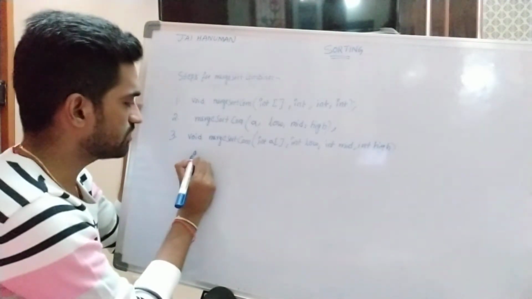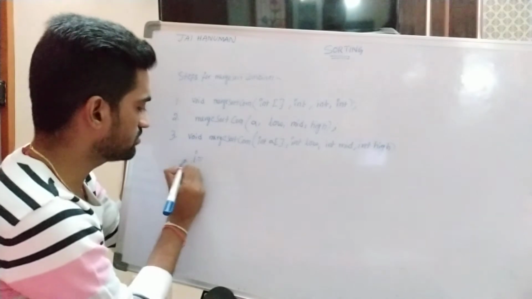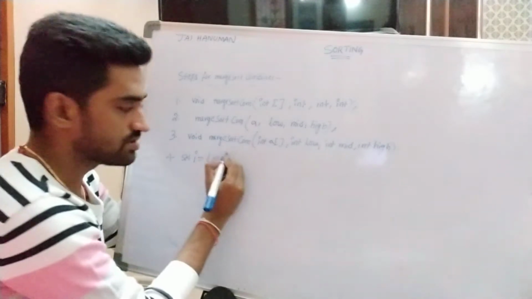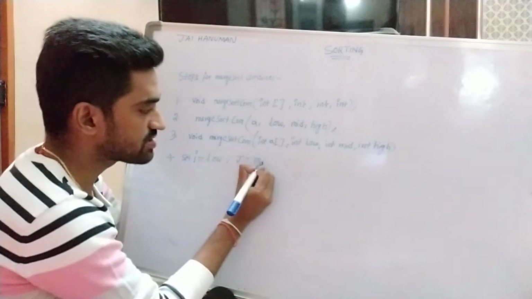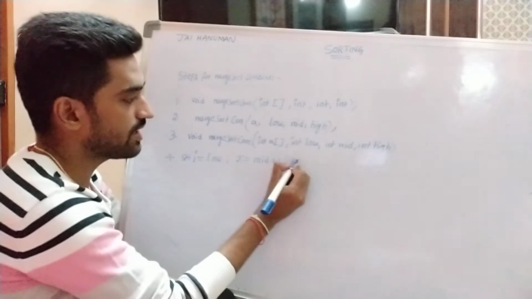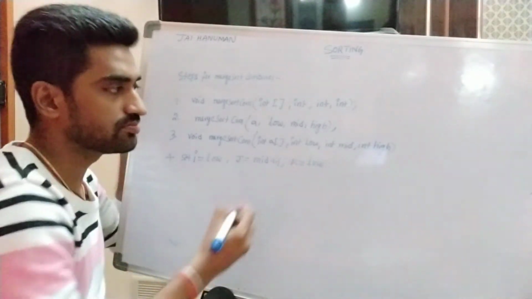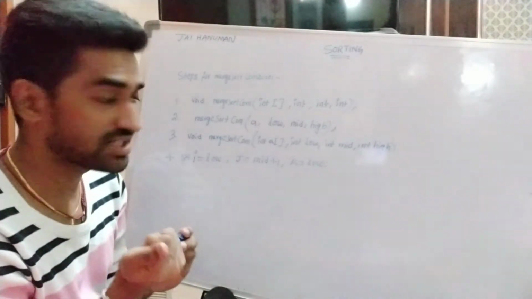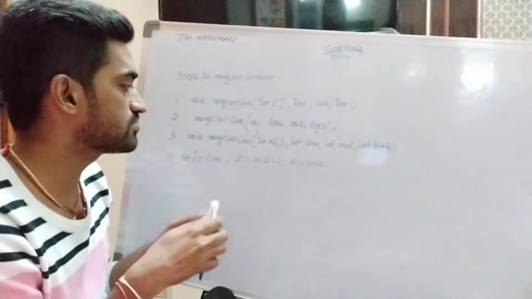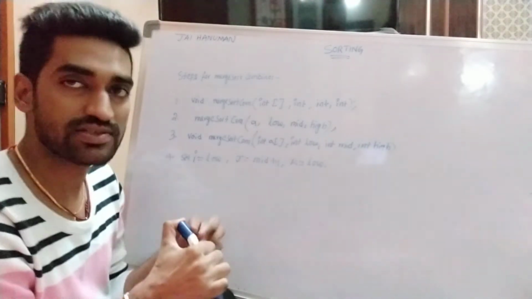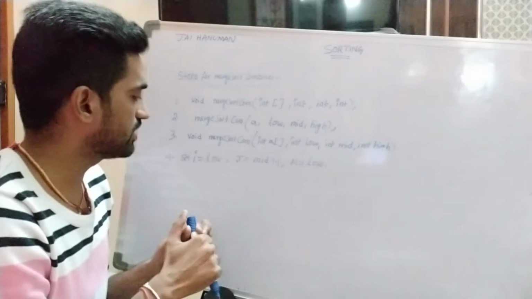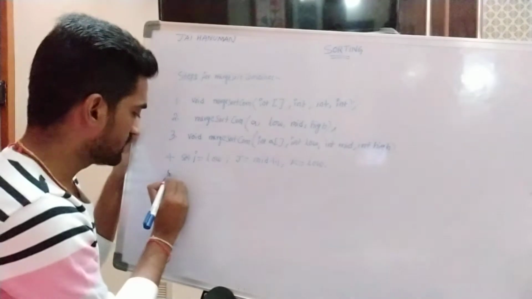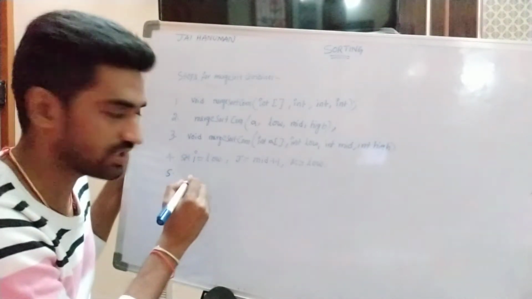So first of all, set i is equal to low, j is equal to mid plus 1, k is equal to low. So these are the variables I have taken in merge sort combine, right? Those values are set with the help of low, mid plus 1, low. So what are the variables? i, j, k, right? So after setting all the values, then we are checking one condition.